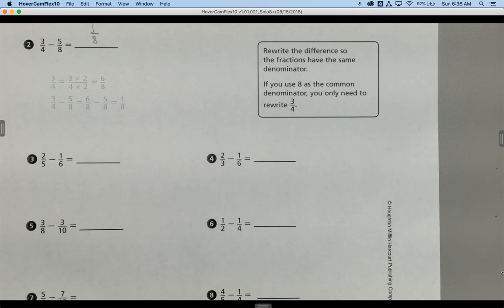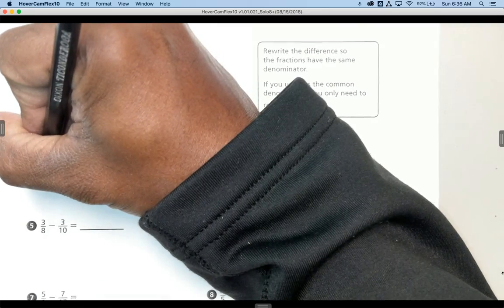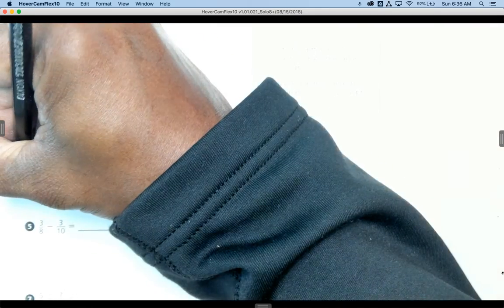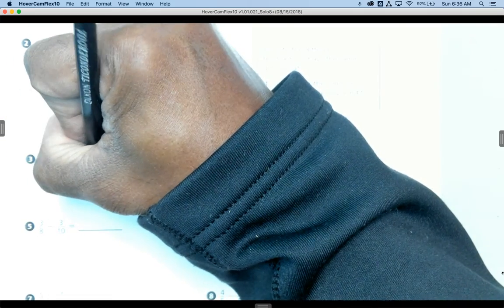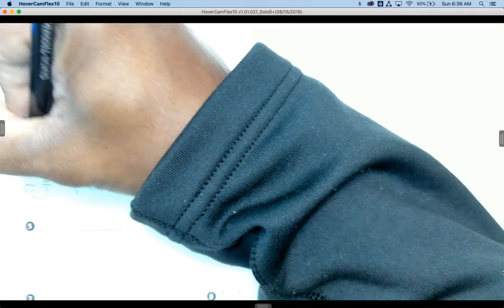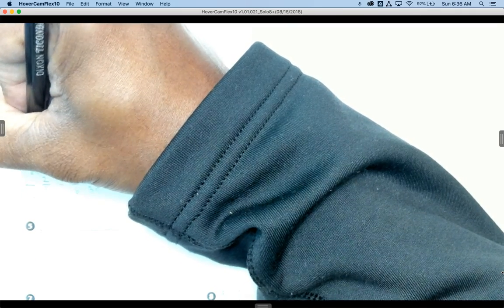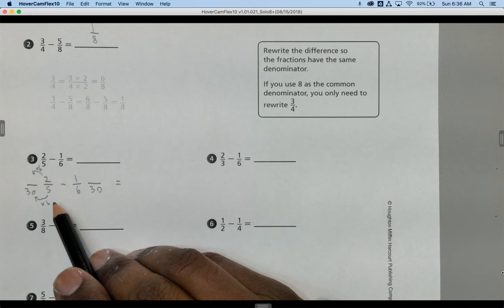I need to rewrite both fractions having a common denominator of 30. 2/5, I'm going to rewrite as something over 30. 1/6, I'm going to rewrite as something over 30. What I do to the bottom, I must also do to the top. So in the case of 2/5, I need to multiply the denominator by 6. So I'll multiply the numerator by 6, and 2/5 is going to become 12/30.